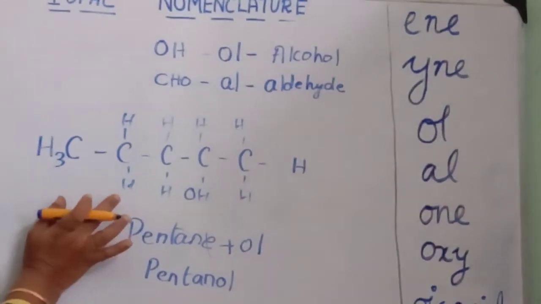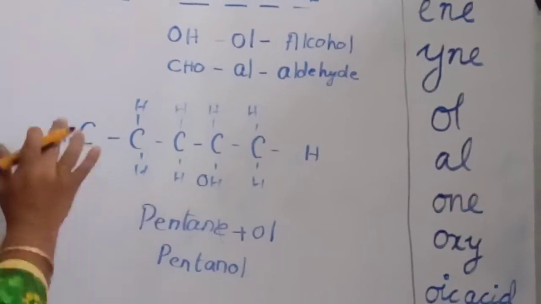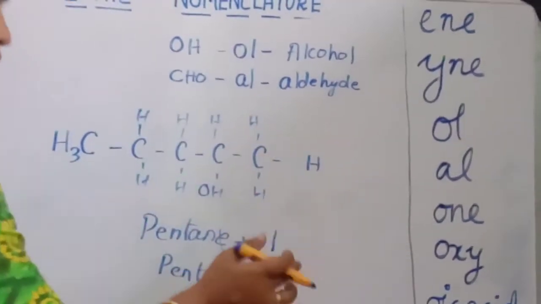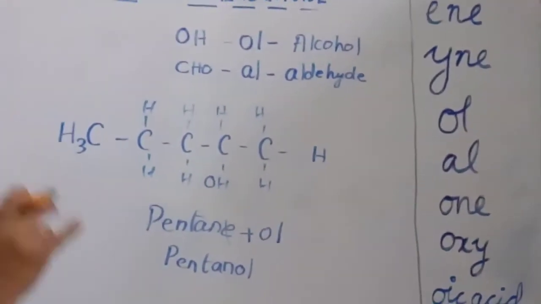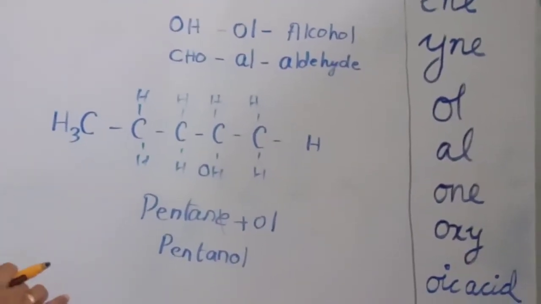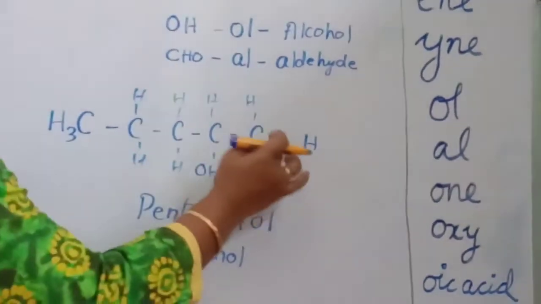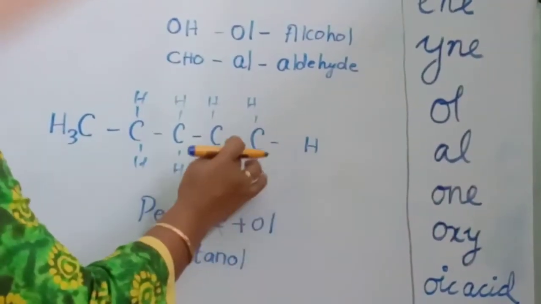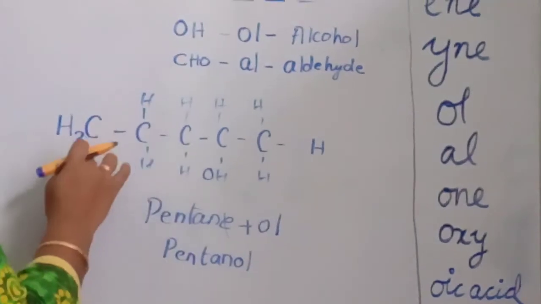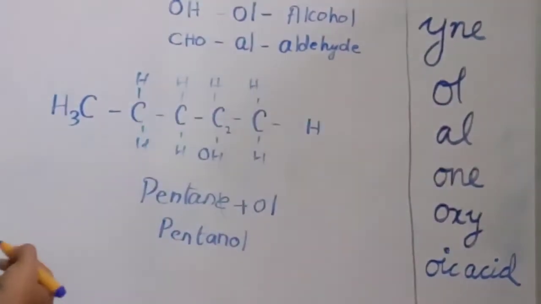So what will be the name of this compound when the OH comes here? Now again, from which carbon do I have to start numbering? Already the rule is applicable here also. I have to start numbering only from that particular carbon which gives the least number to the functional group. So I have to start from this terminal. 1, 2, 3, 4, 5. So my hydroxyl group is present in the second carbon.